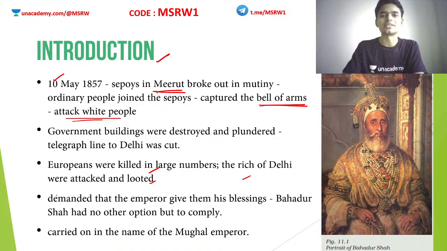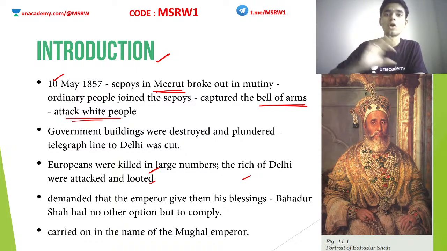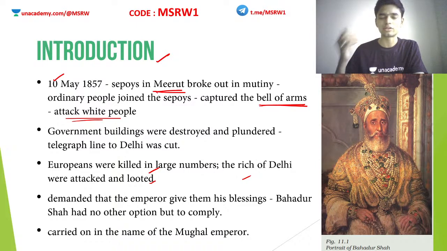Not just the British, but those people who were in alliance with the British, those who supported the British, were also attacked and looted. The best example is the moneylenders, the rich sections of society who oppressed the lower classes. All these people had to suffer the wrath of the mutineers. They demanded that the emperor give them his blessings.